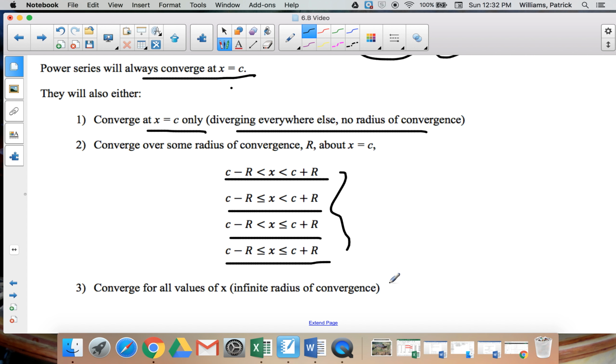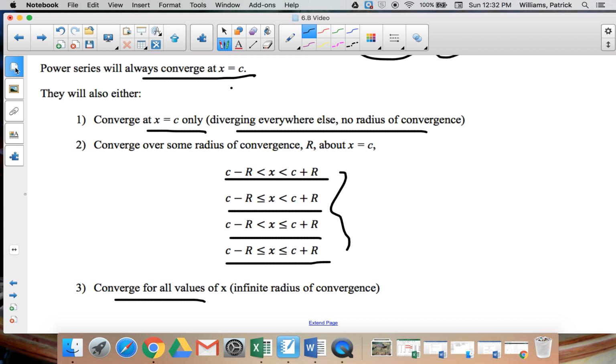Or the third option is it converges for every single value of x, and this is awesome. We have an infinite radius of convergence, so no matter what value of x we plug into this power series, it's gonna do us a huge solid. It's gonna come through. All right.